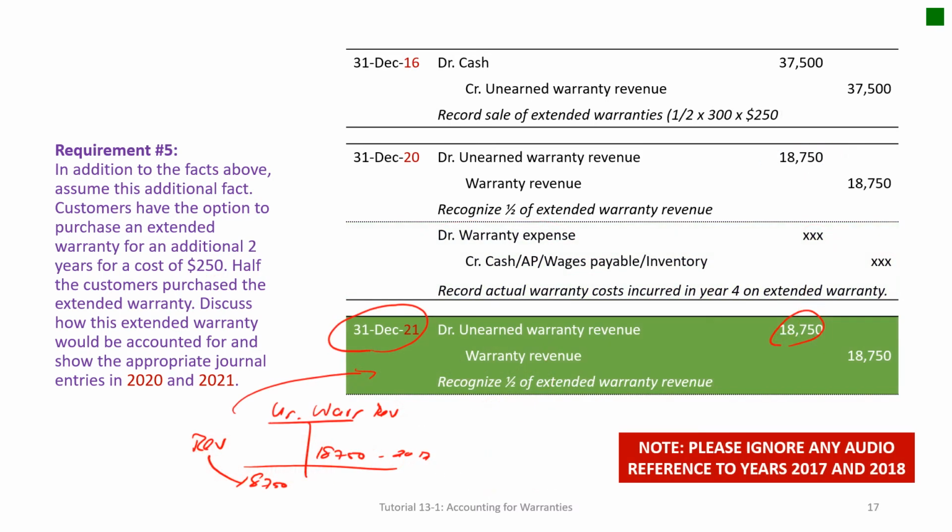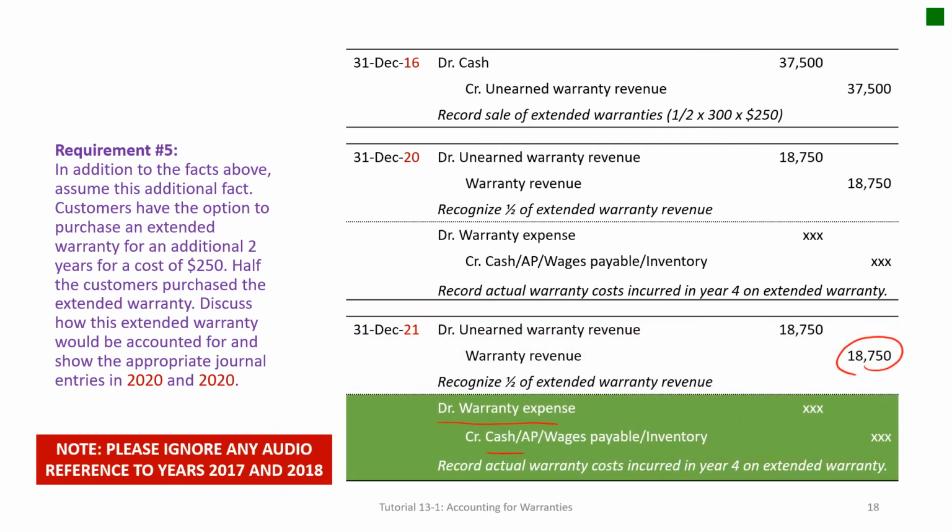And again, the same thing happens on December 31st, 2018, the second year of our 2-year extended warranty, which is when we can then record the remaining $18,750 of our revenue. So if we go back to the unearned warranty revenue, you recall that our balance at the end of 2017 was $18,750, and now we have $18,750 that's recorded as revenue, and that's what's happening over here.